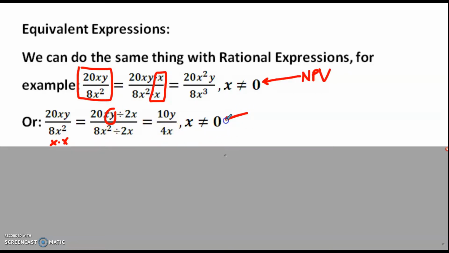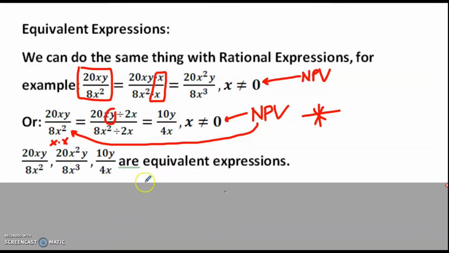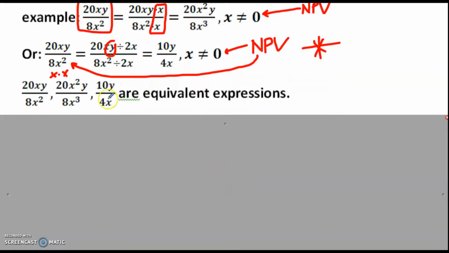And you still keep your non-permissible value. By the way, the non-permissible value, you are always going to grab that from the initial rational expression. So it's going to come from this initial rational expression, not the reduced one. So we'll talk about that later, but just thought I'd mention it now. All right, so all these things are equivalent expressions. And generally, we want the one that's the most reduced, so that's the one we would go with.